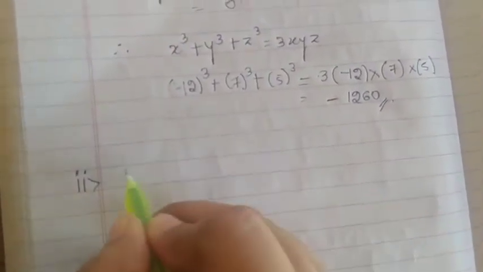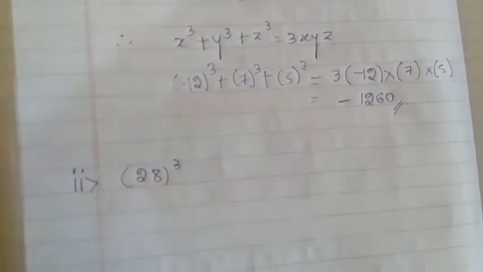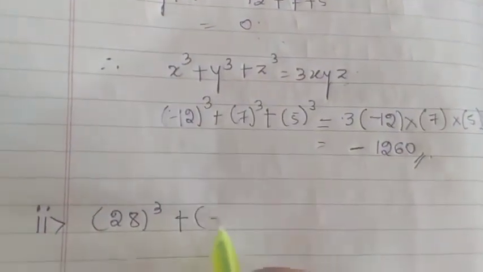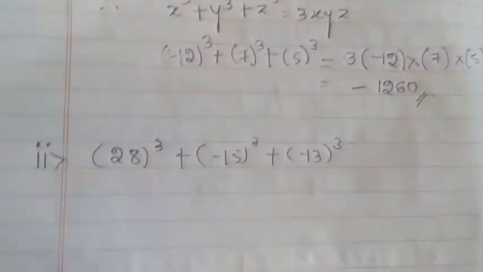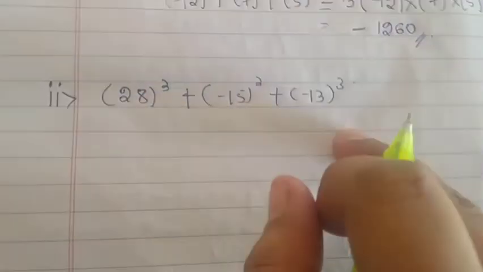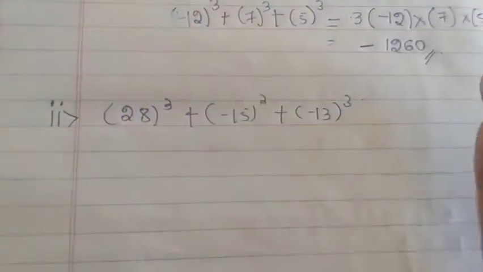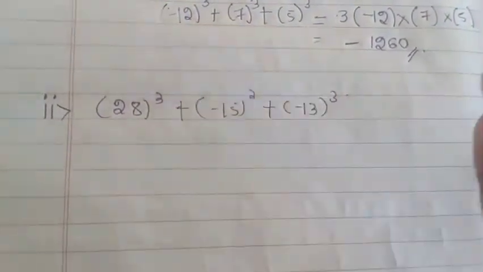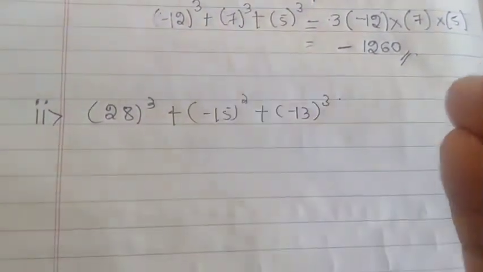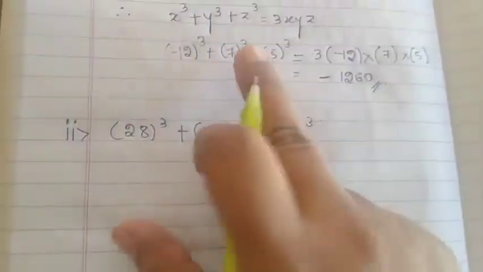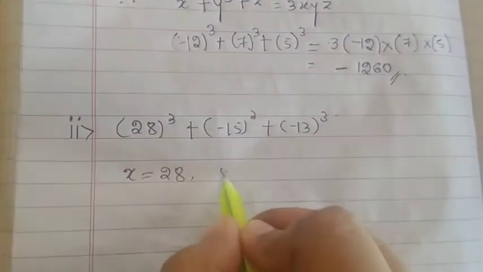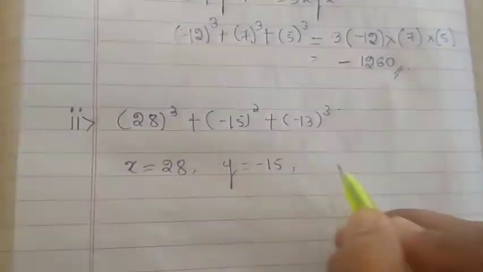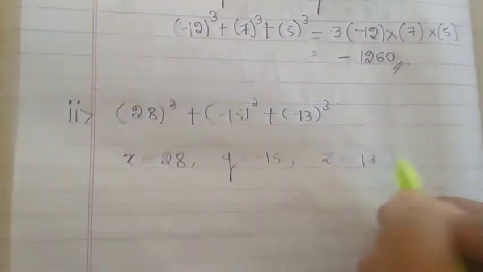Your next question is 28 the whole cube plus minus 15 the whole cube plus minus 13 the whole cube. So I told you, right, whenever you are getting this, first you have to check whether x plus y plus z is equal to 0 or not. If x plus y plus z is equal to 0, then you can easily take this formula. So for that sake, x is equal to 28, y is equal to minus 15, and z is equal to minus 13, right?